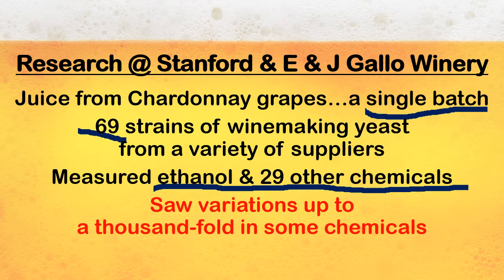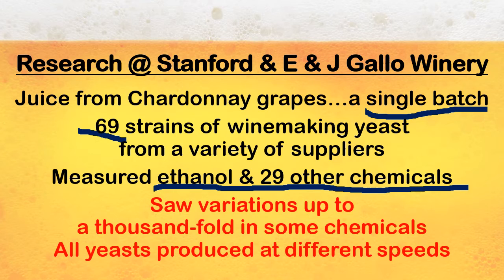They saw in these 69 batches up to 1,000-fold variation in some of the chemicals. So same juice, same everything, just a different yeast, a lot of different pathways leading to some significant variations in the chemicals in the final product, and that definitely affects the flavor profile.